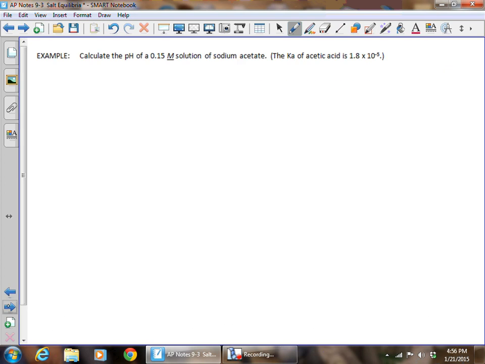So how does this play out in a problem? Let's look at this. It says calculate the pH of a 0.15 molar solution of sodium acetate. We're getting more and more different kinds of equilibrium problems, and it's going to be incredibly important for us to now start making sure that we know what kind of substance we're dealing with. Sodium acetate, Na with CH3COO, or C2H3O2. Either way you choose to write acetate, that is a salt.